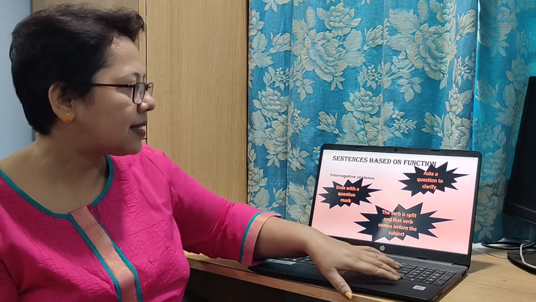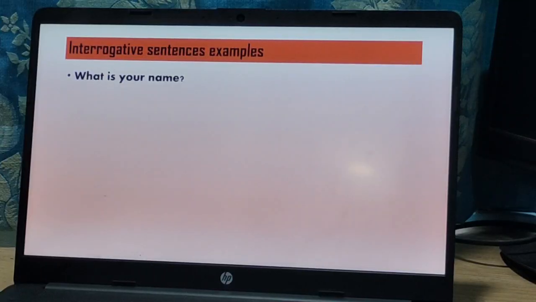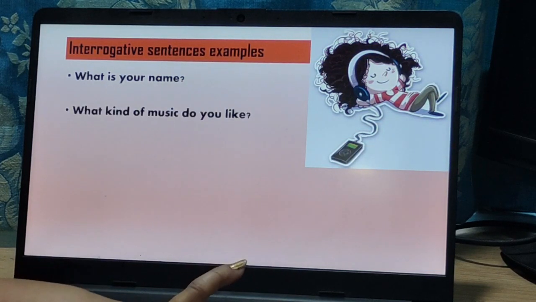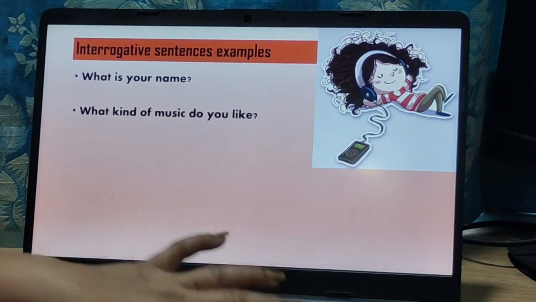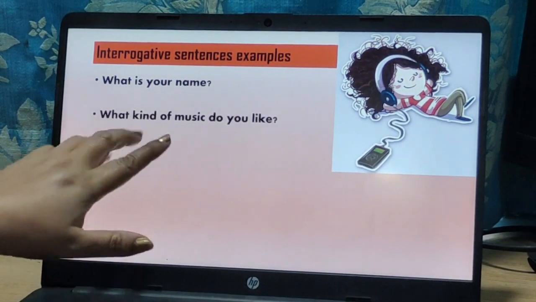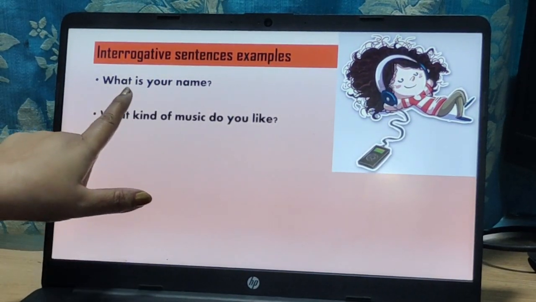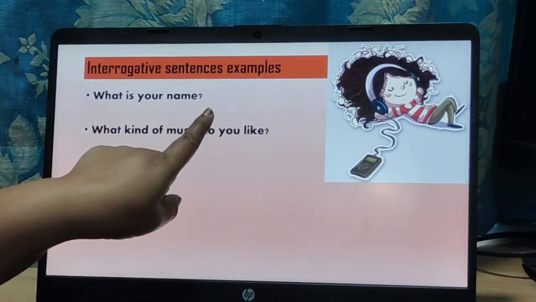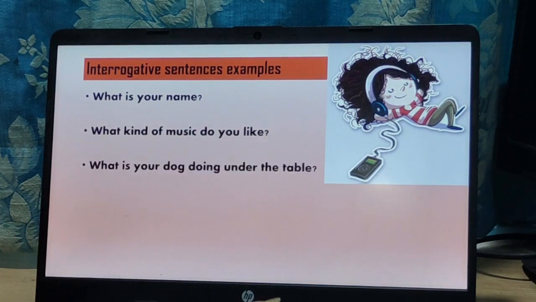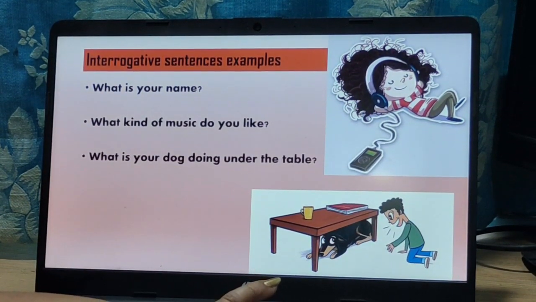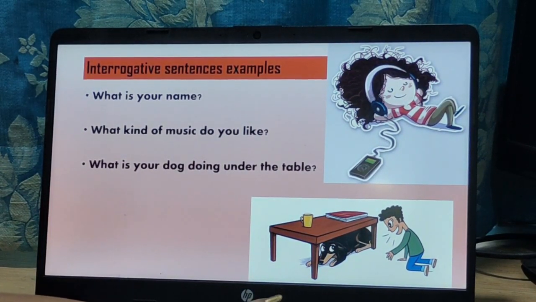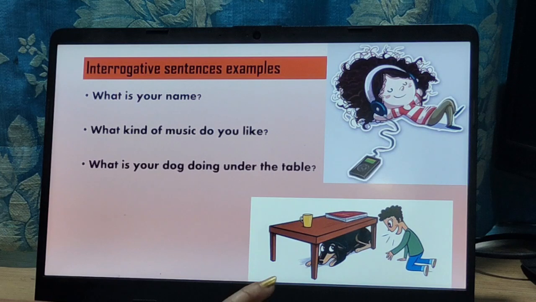So let's do some examples of the interrogative sentence. Say, what is your name? Or, what kind of music do you like? What is happening is that this begins with a WH word and there's a question mark at the end. So it's an interrogative sentence. What is your dog doing under the table? It has a rising intonation.